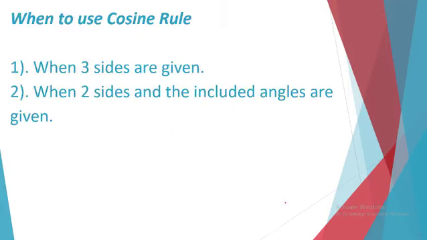So let us look at when to use the cosine rule. We use the cosine rule when three sides are given in a triangle. When three sides of a triangle are given, we use the cosine rule. Also, when two sides and the included angle are given, we use what? The cosine rule. Do we understand? So let us take some examples.